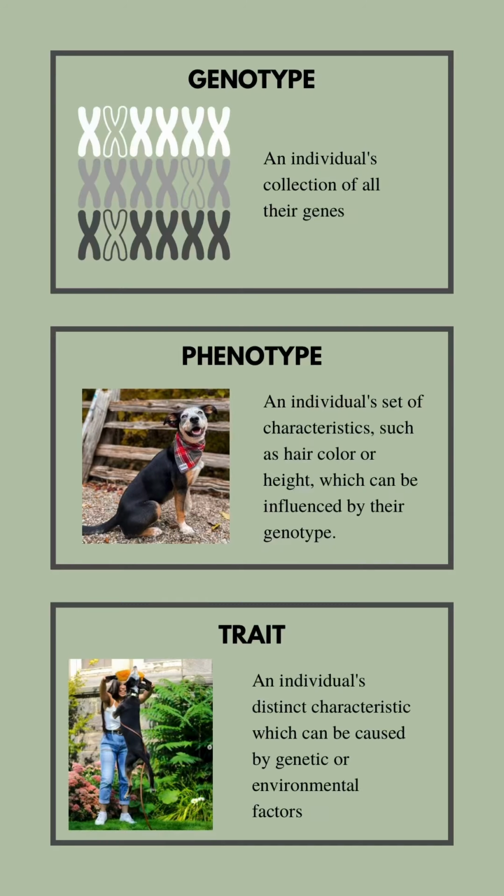It's important to know the difference between a genotype, a phenotype, and a trait. An individual's genotype refers to the collection of all their genes. And in contrast, a phenotype is their set of physical characteristics which can be influenced by their genotype. And finally, a trait refers to a specific characteristic which can be influenced by both genes and/or the environment.